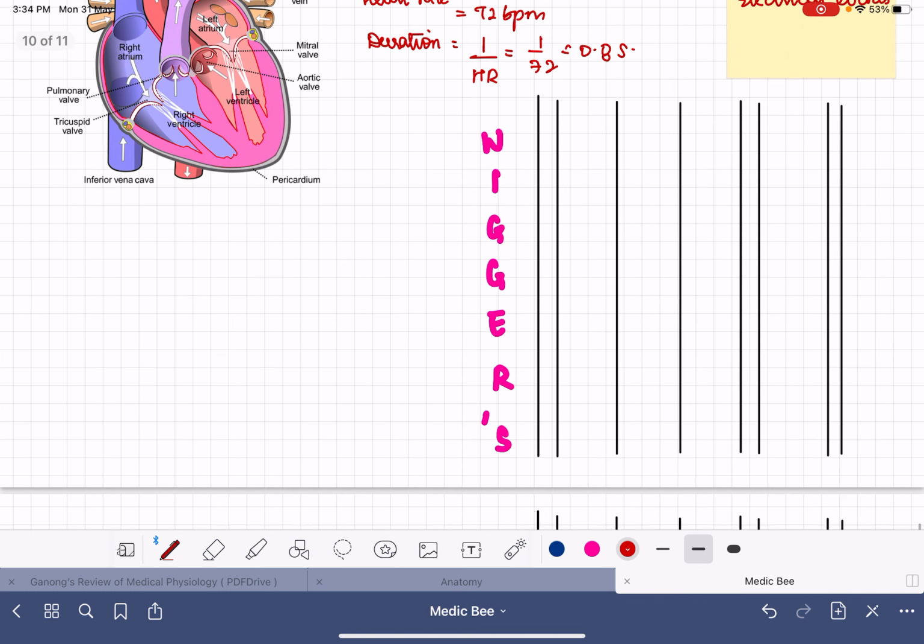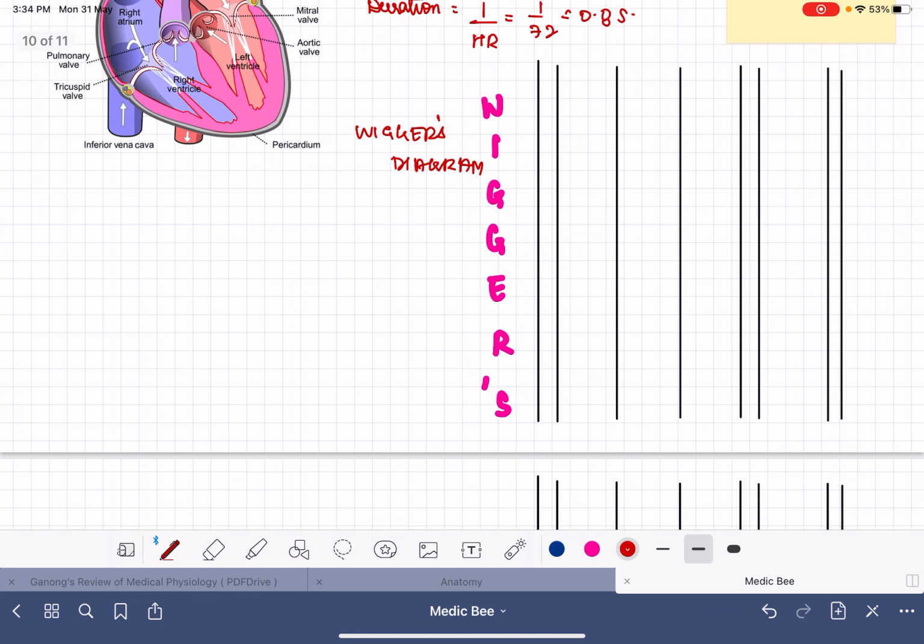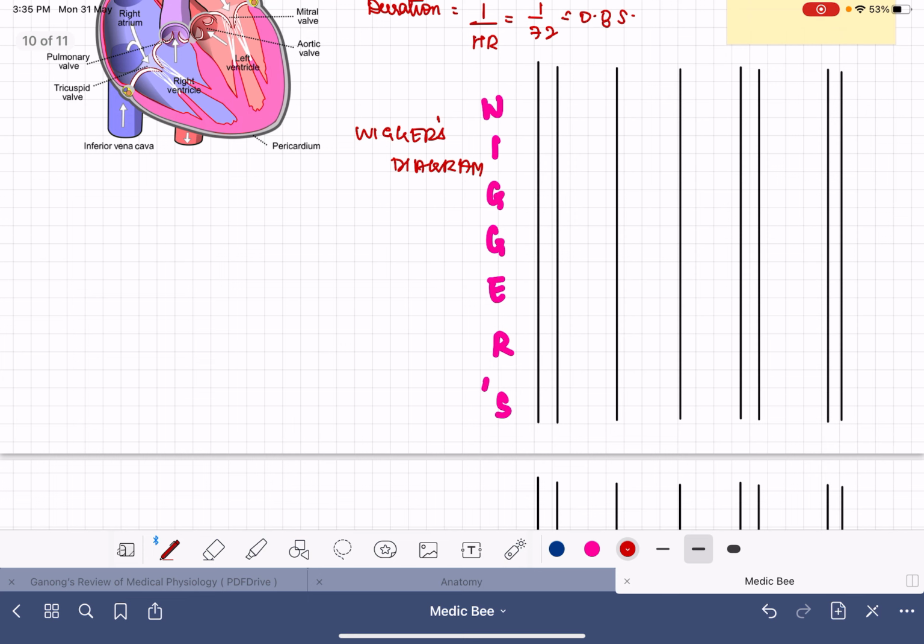There is an important diagram when we study the cardiac cycle. This is called the Wigger's diagram. Wigger's diagram is a diagram that shows the pressure changes in the atria, aorta, and ventricles, and also the volume changes in the ventricles. We can also see the electrical activity and the sound produced. Sound is recorded through a phonogram, and the electrical activity is recorded by an electrocardiogram.